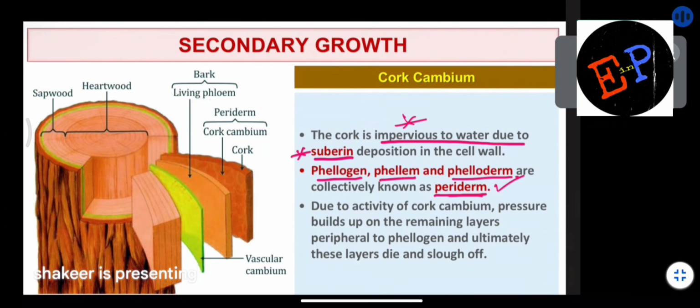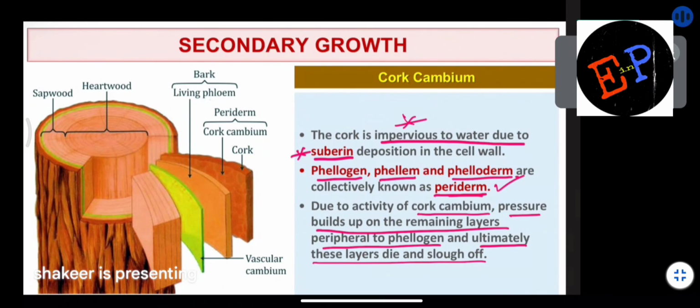Due to the activity of cork cambium, pressure builds up on the remaining layers peripheral to phellogen, and ultimately these layers die and slough off. So here also, because of cork cambium, pressure is developed on the outermost layers. Which are the outermost layers? Cork, epidermis, all these are outermost layers. On these, again pressure will be developed, again they will break down and fall to the ground. Slough off means they will fall to the ground.